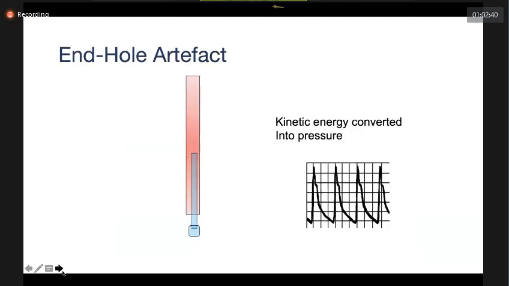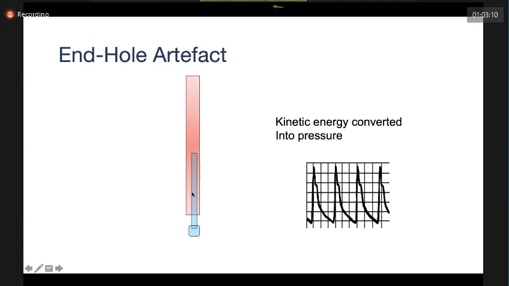What is an end hole artifact? You take an end hole catheter, go into the aorta. Generally we don't do that. We always measure aortic pressure with, you all know, the pigtail catheter. Sheath pressure will give high pressure. When you check the sheath pressure, it will go very spiky and you will get somewhat higher pressures compared to your pigtail catheter, which you keep either in the descending aorta or in the ascending aorta.